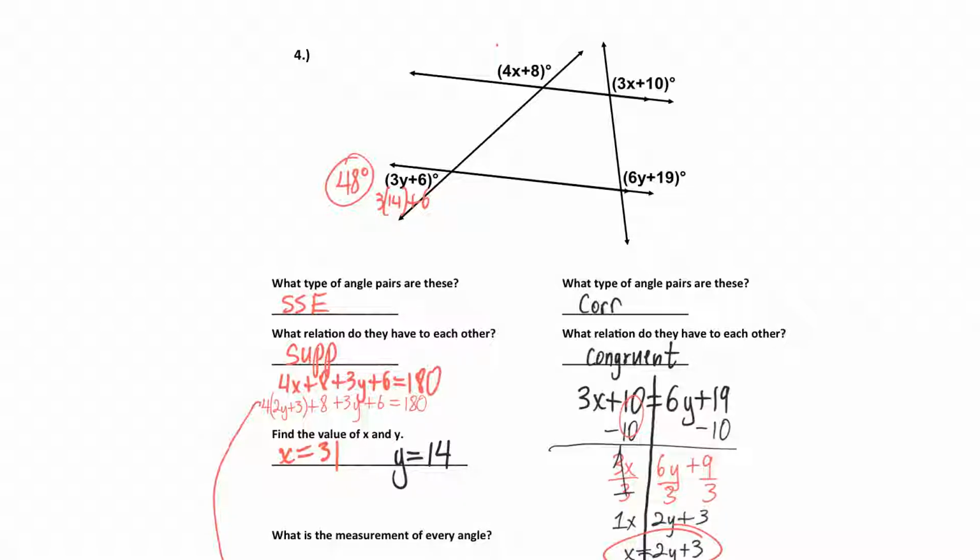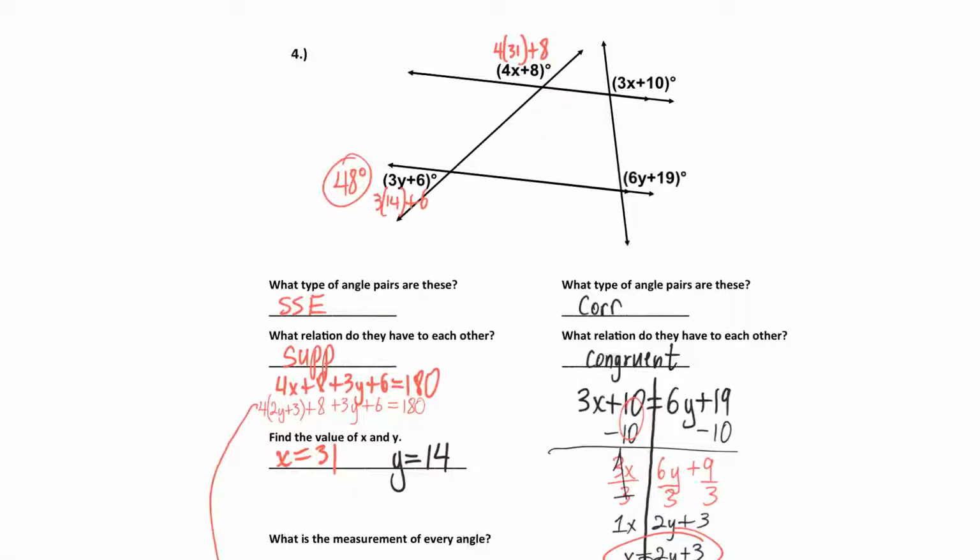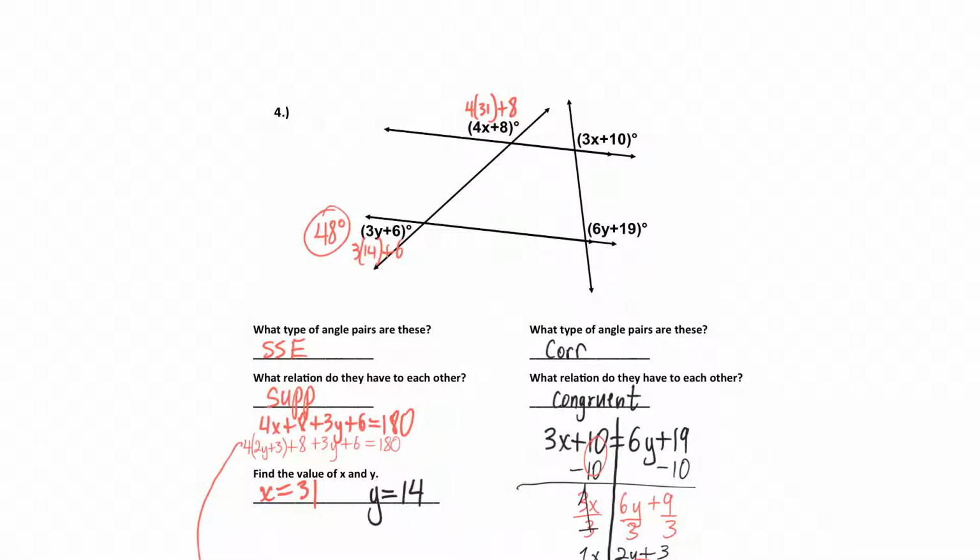X is 31, so 4 times 31 plus 8 is what? What does that give me? 132. It is 42, it's not 48. Yes, it is, but plus 6. Oh, there you go.